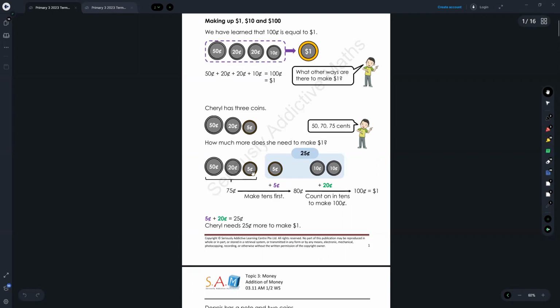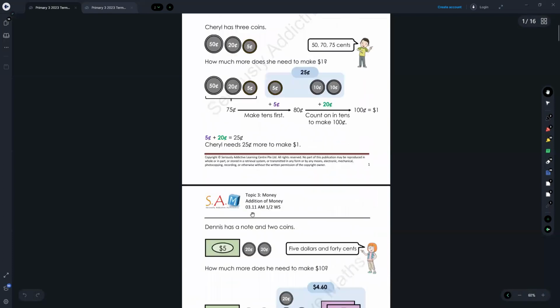So 75 cents, first of all, is to make the tens first. So 75 cents, you need 5 cents to make it 80 cents. And then from 80 cents, how many cents do you need to get to 100 cents, which is $1? And that is 20 cents, right? So you can always count forward 80 cents and then 90 cents, 100 cents. Then you add up 5 cents and 20 cents, you get 25 cents.